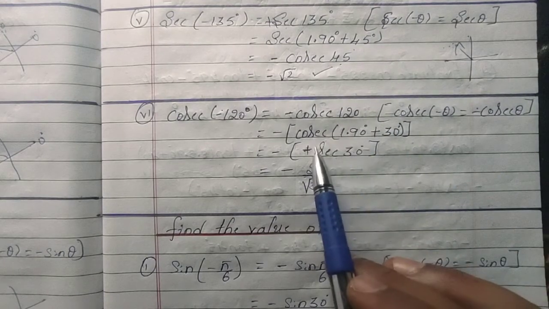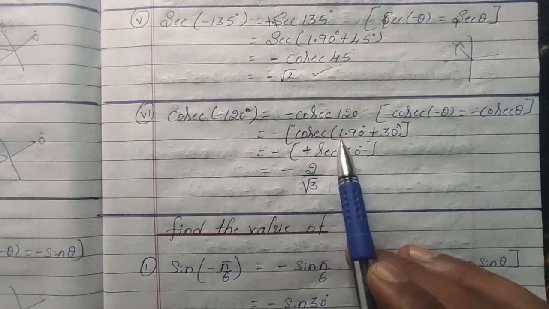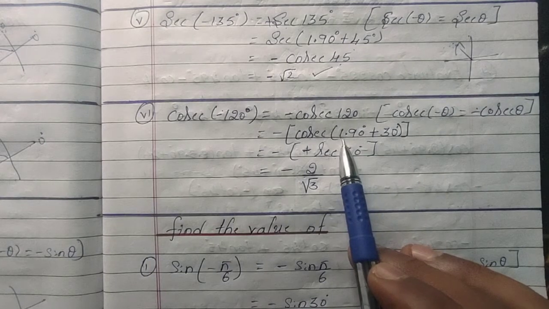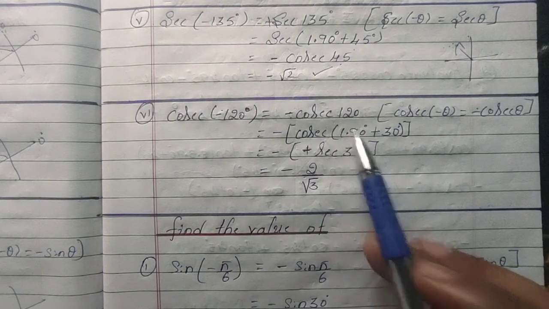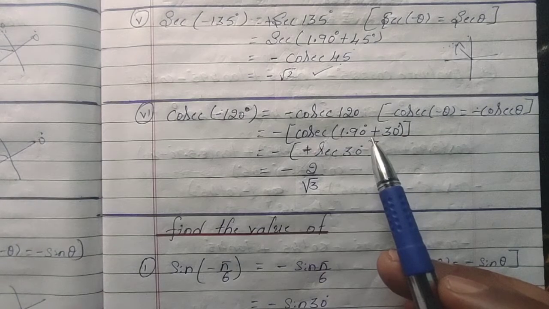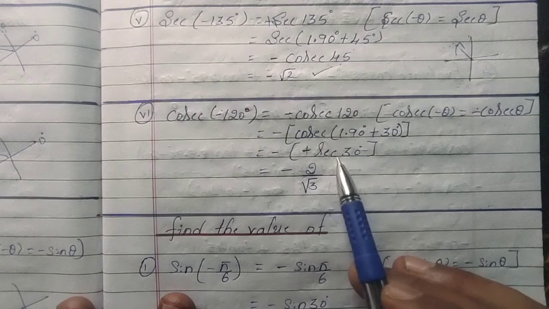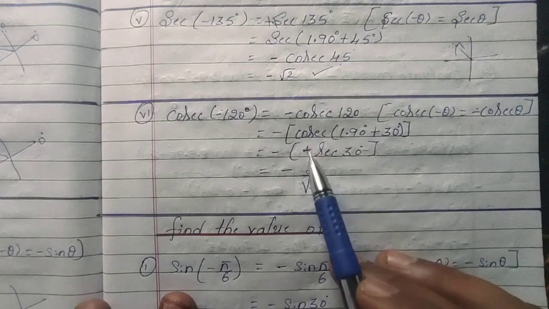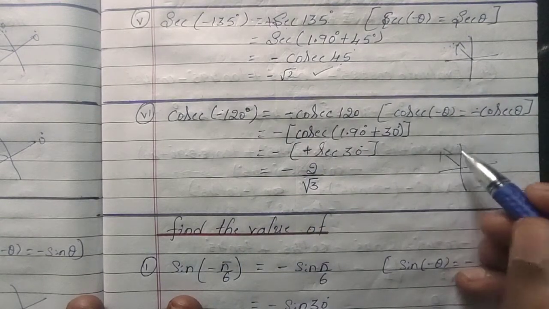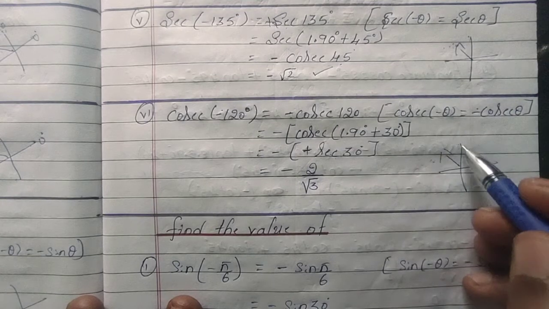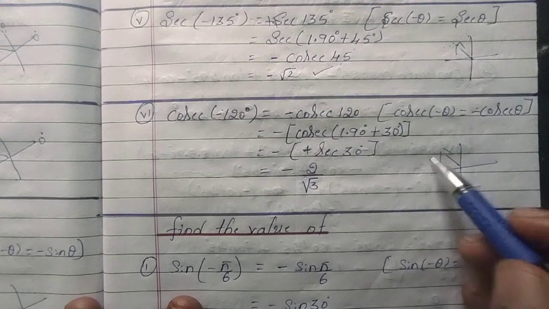Now after this, look at this n. n is 1. 1 is nothing but odd. Odd number means the ratio will change. Cosecant will become secant. When n is odd, sine becomes cos, cos becomes sine, tan becomes cot, cot becomes tan, secant becomes cosecant, cosecant becomes secant. So cosecant becomes secant 30 degrees as it is. We should decide our sign. So where does 120 degrees lie? It lies in the second quadrant. Above 90, below 180. So 120 lies in the second quadrant. In the second quadrant, sine and cosecant are positive.